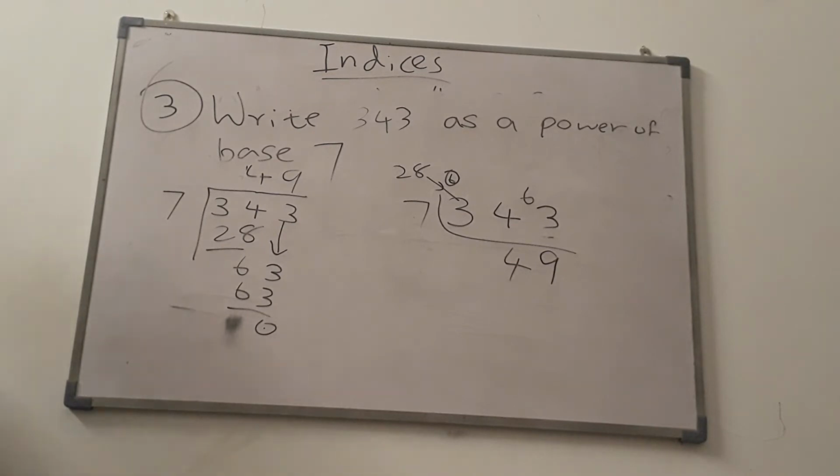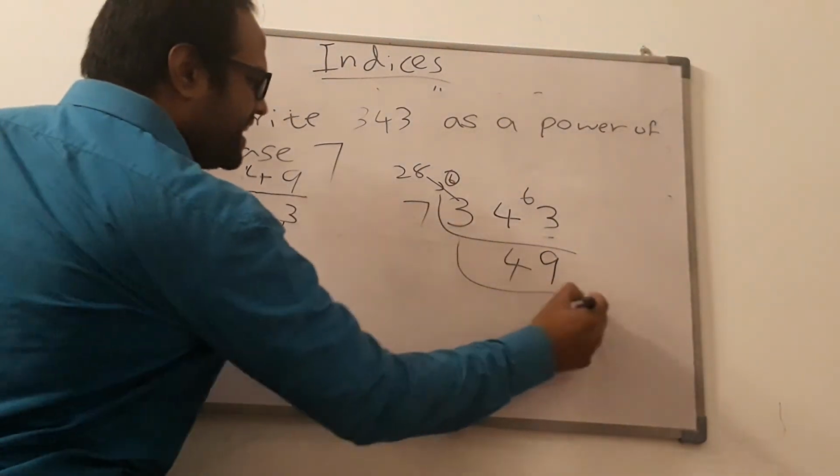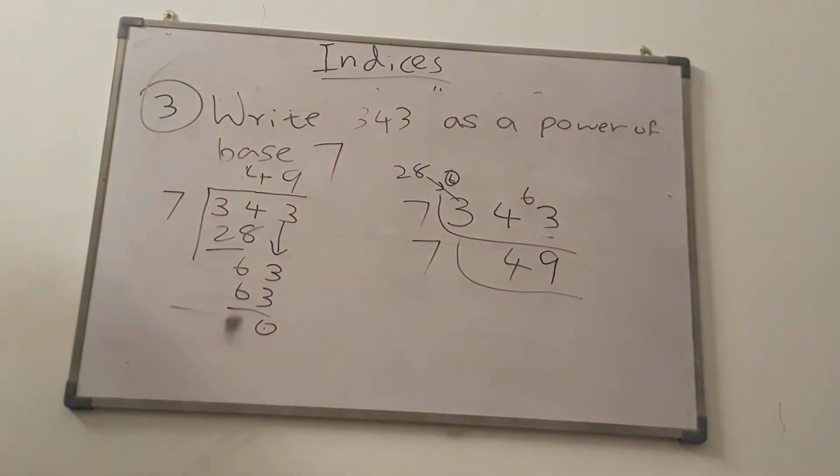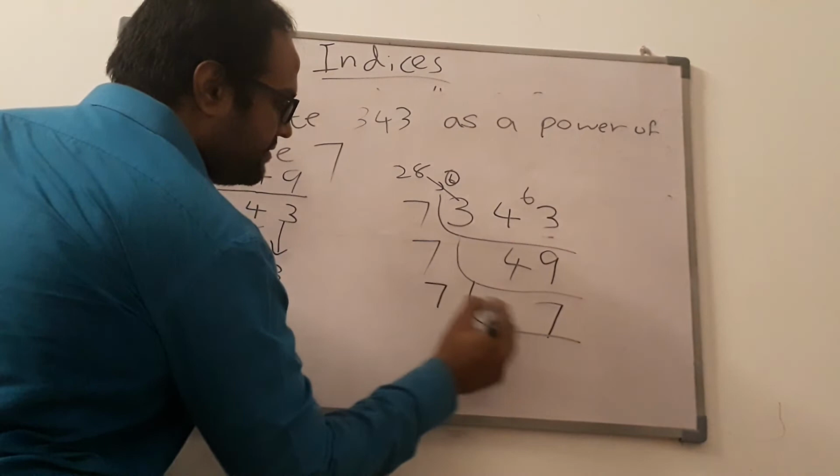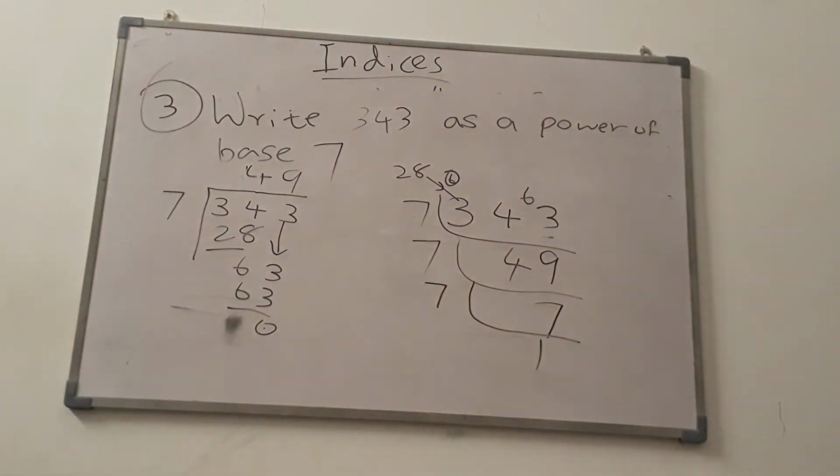Next is easy. 49 means 7 times what? 7 times 7 is 49. Square numbers. And then again divide by 7. We get 1.